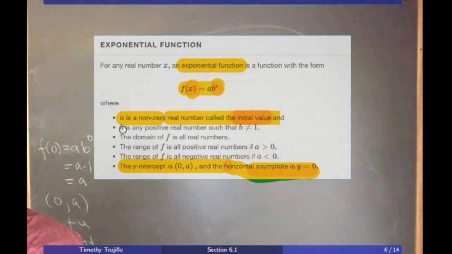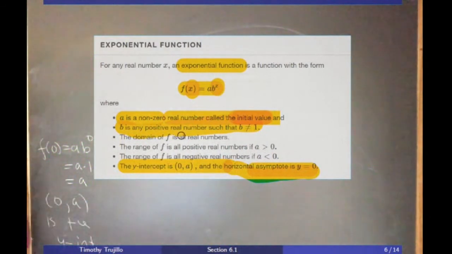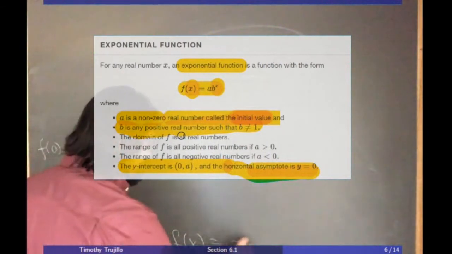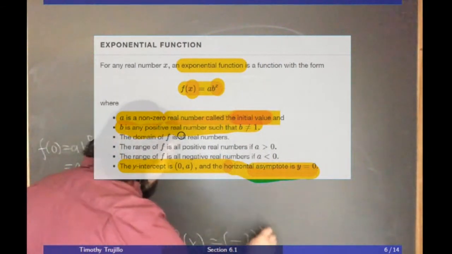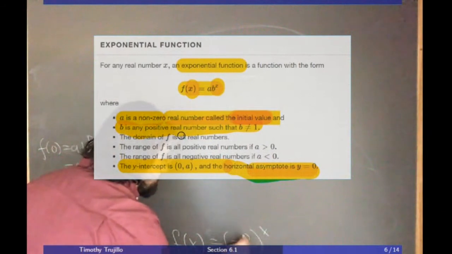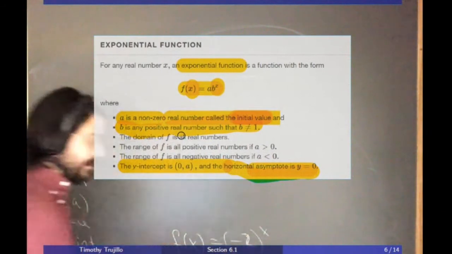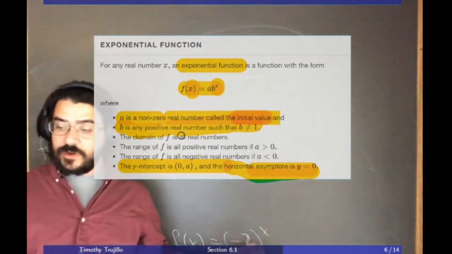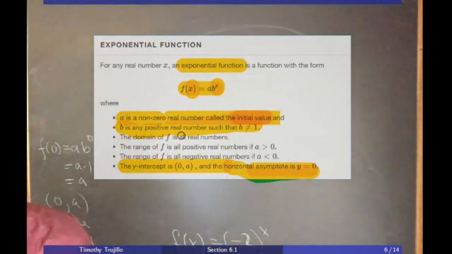On the other hand, the base b has some important properties that we need to keep in mind as well. First off, it has to be positive. The reason why it has to be positive is because a function like f of x equals negative 2 to the x is going to be undefined for a lot of values. For example, if we look at negative 2 to the x, when x is 1/2, that's going to end up being a complex number.